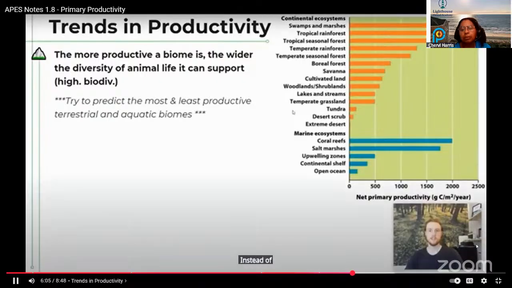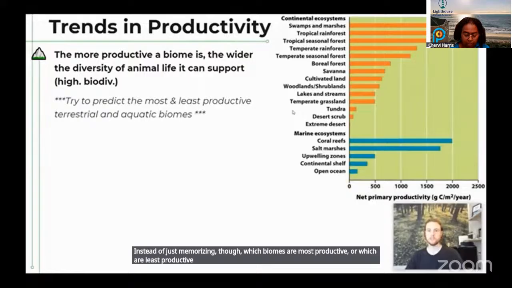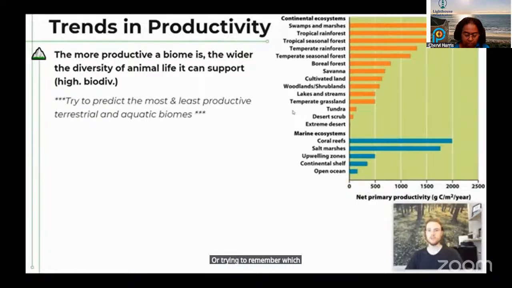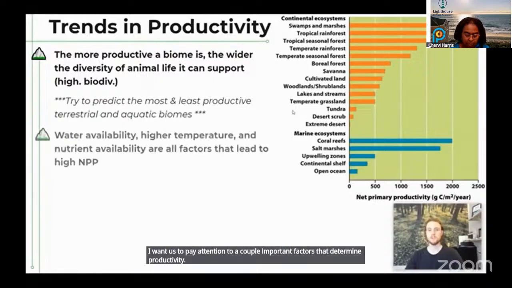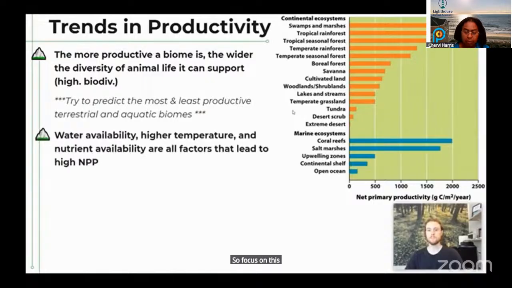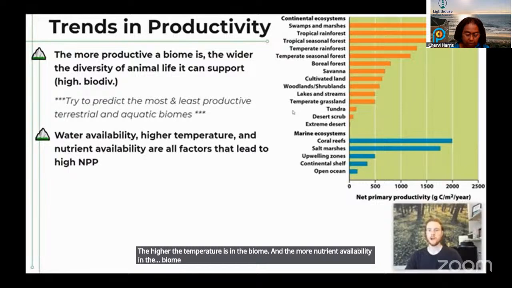Instead of just memorizing though which biomes are most productive or which are least productive, or trying to remember which biomes are the most biodiverse or least biodiverse, I want us to pay attention to a couple important factors that determine productivity. So focus on this trend here. The more water available in a biome, the higher the temperature is in the biome, and the more nutrient availability in the biome are all factors that contribute to high net primary productivity.